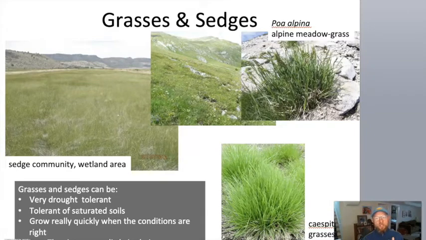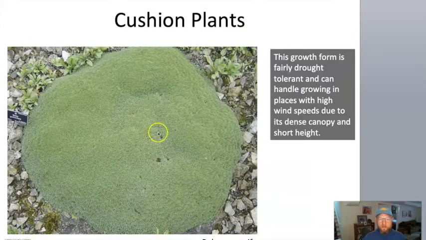They're really good at growing quickly when the conditions are right. So in alpine systems where we have really short growing seasons, they can take advantage of those because they're not investing in anything but leaves, essentially. Okay, here's a picture of a cushion plant.